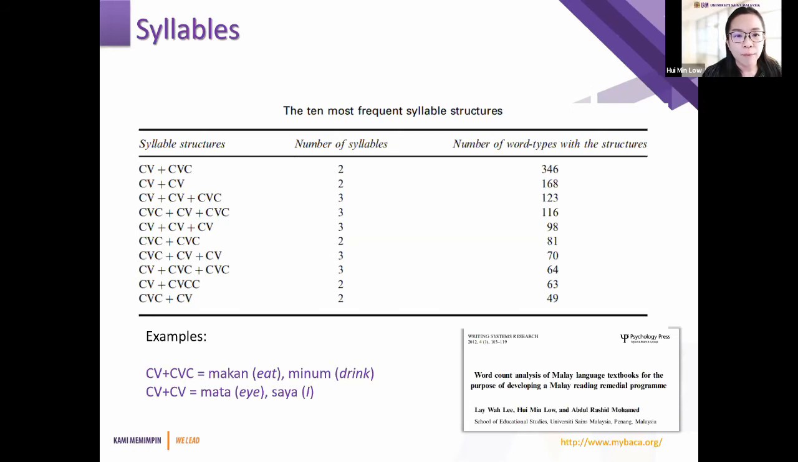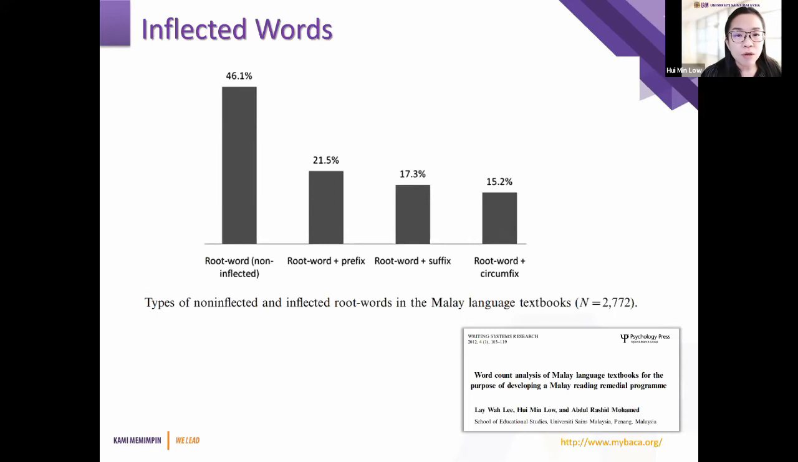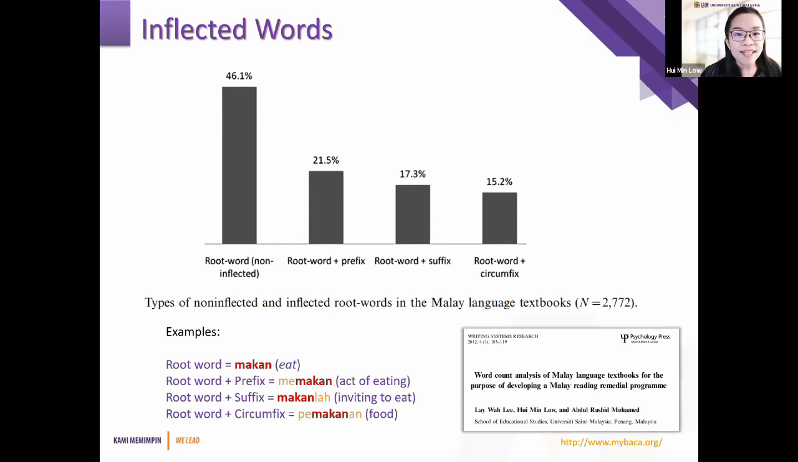And the word corpus also revealed a lot of information about the inflectional patterns of the words. As you can see in this graph, we realized from the word corpus that a lot of the Malay words in the textbooks are actually root words, which are not inflected. And this information is useful for us. We can happily focus on root words, because by focusing on root words, at least for the Malay language, the students can read as much as nearly half of the words in the textbook. So guided by this information, our reading intervention program focuses on word level recognition, and only on root words.